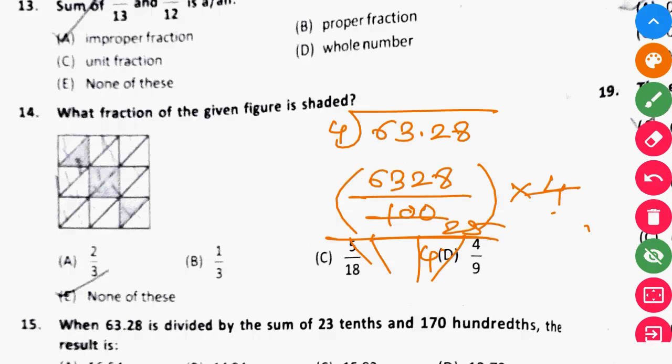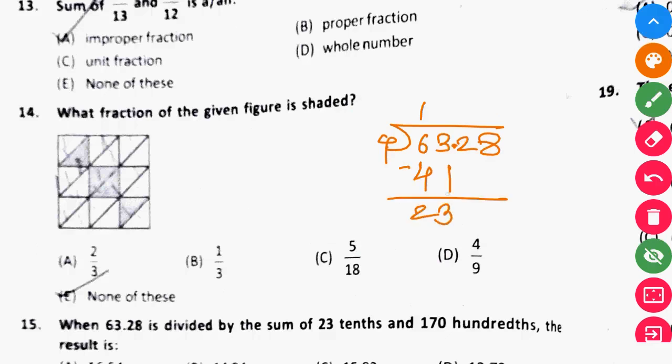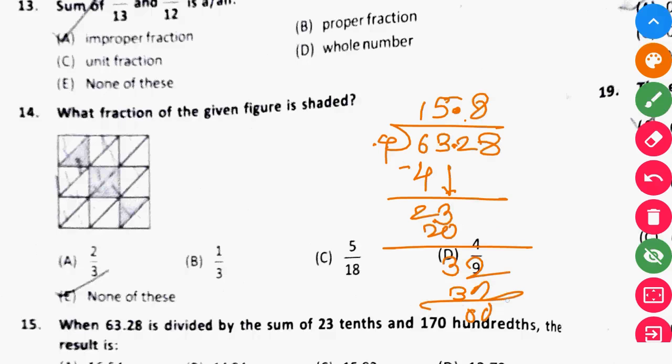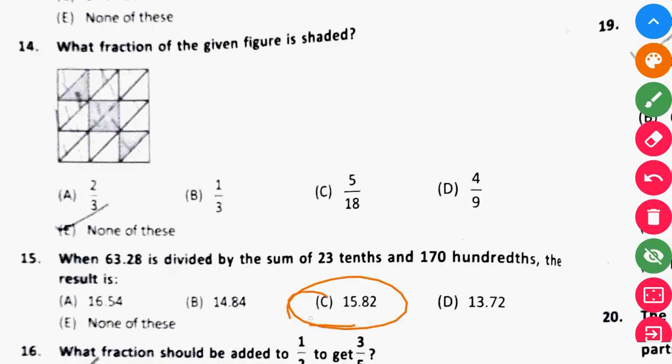This also becomes lengthy. So we'll directly divide this 63.28 with 4. 4 ones are 4. 2 will be the remainder. 3 will come down. 4 5s are 20. 3 will be the remainder. We add decimal point here. Now 2 will come down. 4 8s are 32. 8 will come down and 4 2s are 8. So 15.82 is your answer. Answer C.